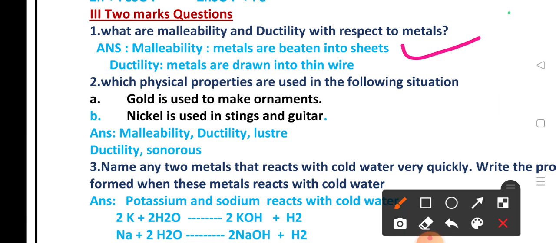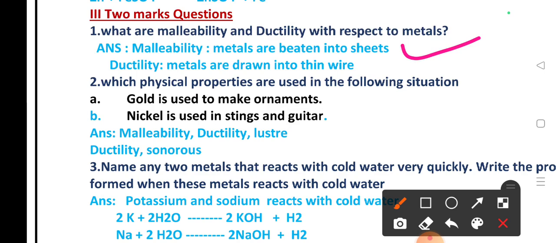Those metals which can be beaten into thin sheets are called malleable. Whatever metals have the property of being malleable, that is malleability. Then ductility: metals drawn into thin wire, for example copper wire, aluminum wire, or gold wire. If we apply a force and convert them into a wire, it is called ductility. Metals are drawn into thin wire, that's called ductility.